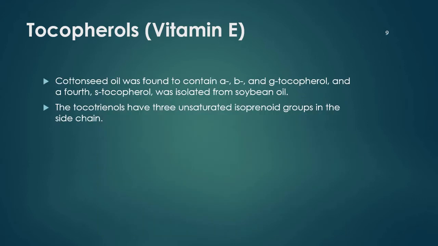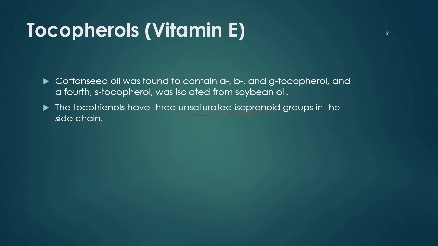Okay, vitamin E can be found in soybean oil. Inside the soybean oil, you can find S-tocopherol. In cottonseed oil, you can find A, B, and G tocopherol, and tocotrienol means tocopherol that has three unsaturated isoprenoid groups in the side chain.